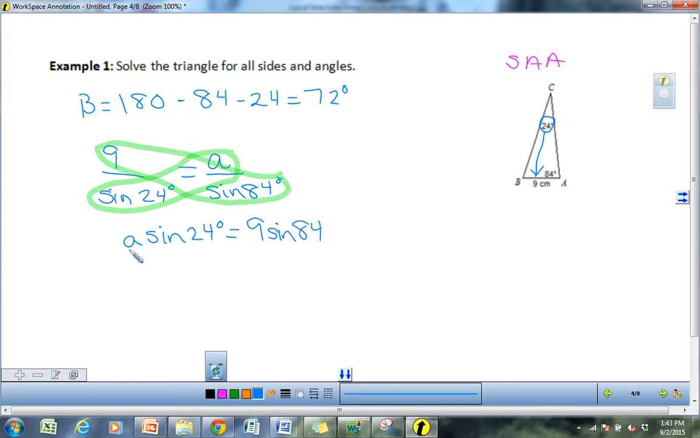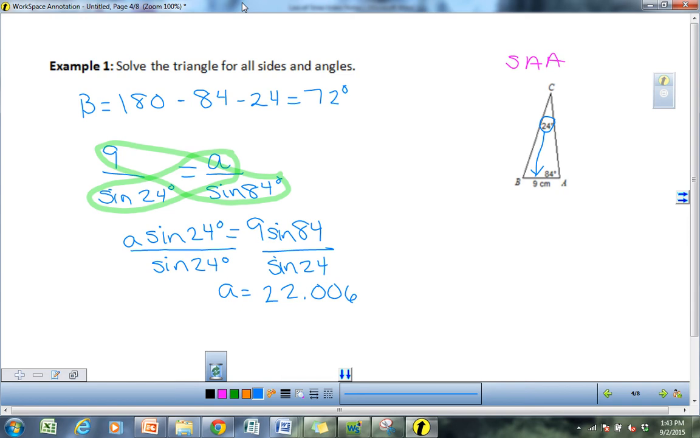So in order to solve this, I'm going to get a by itself. So I'm going to divide by sine 24 degrees. And I get a equals, and at this point I can put this right in my calculator. I'm going to do 9 times sine 84 degrees, and I'm going to actually hit enter, and then I'm going to divide by sine 24 degrees. You don't have to hit enter, but you have to be careful with your parentheses if you don't hit enter. So side a equals 22.006. All right, I have one side, 22.006.